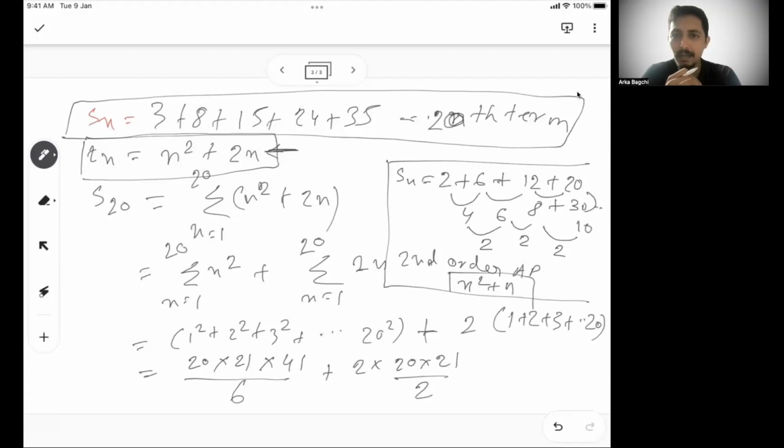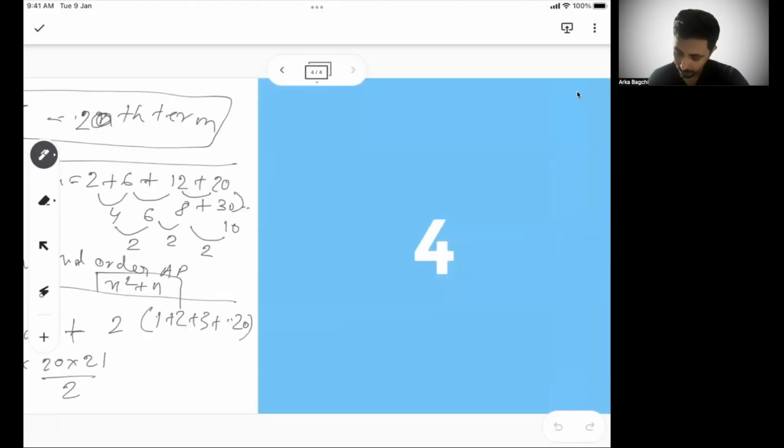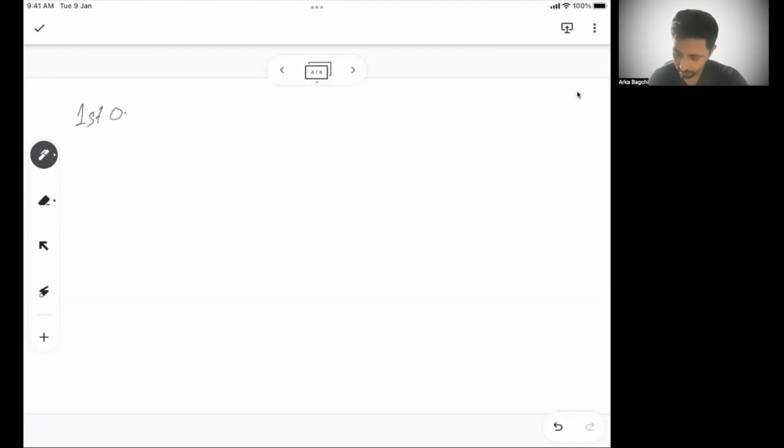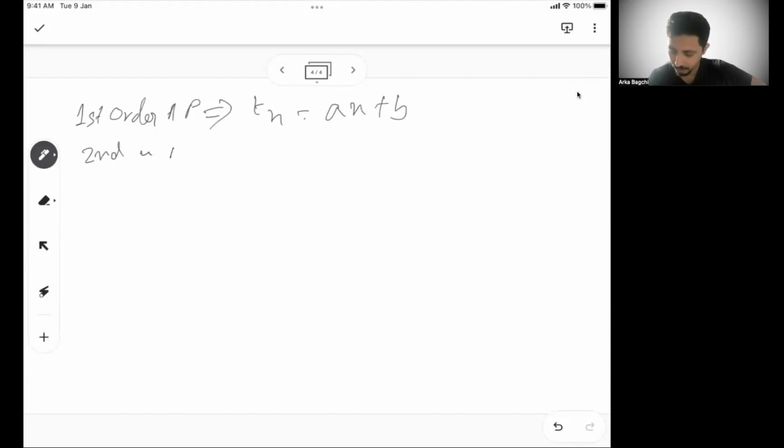But if you can't identify the generic term right away, how are you going to solve it? If it is a first order AP, the generic term of Tn is normally written as an plus b. If you can't read the generic term right away, write the standard form of a generic term, which is an plus b. If it is a second order AP, the generic term will be an square plus bn plus c. Since it's a second order, the highest degree here is 2.